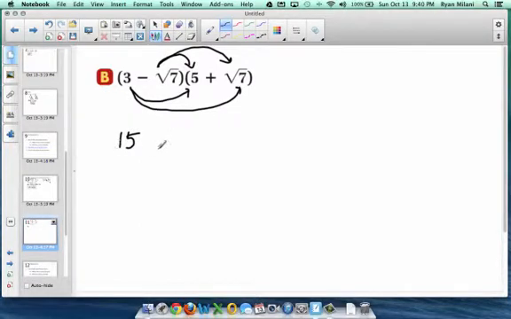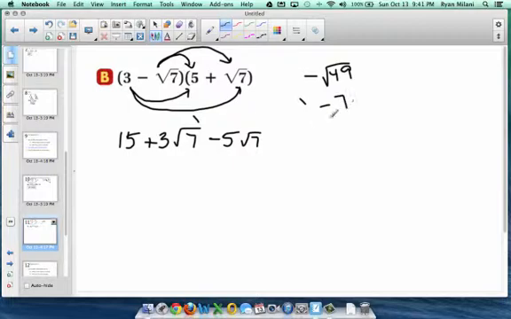3 times square root of 7 is plus 3 square root of 7. Negative square root of 7 times 5 is negative 5 square root of 7. Over here to the side, negative square root of 7 times positive square root of 7 is negative square root of 49. And 49 is a perfect square. Its square root is 7. So this just comes out to be negative 7.